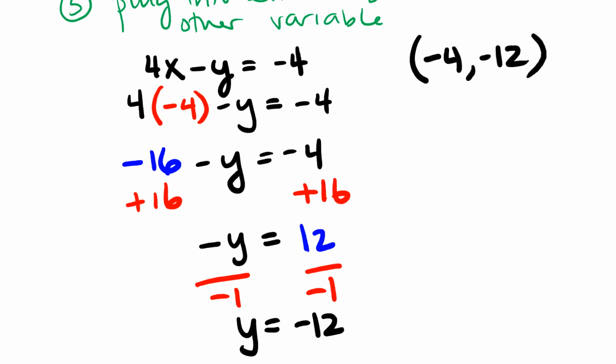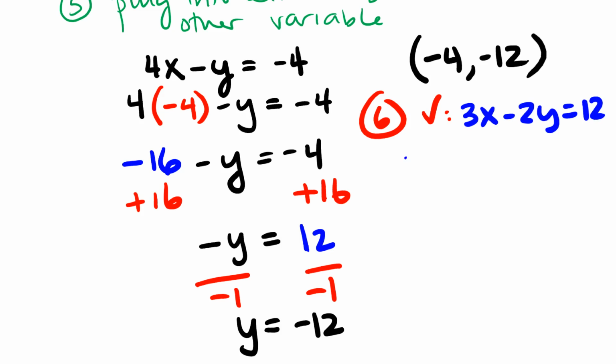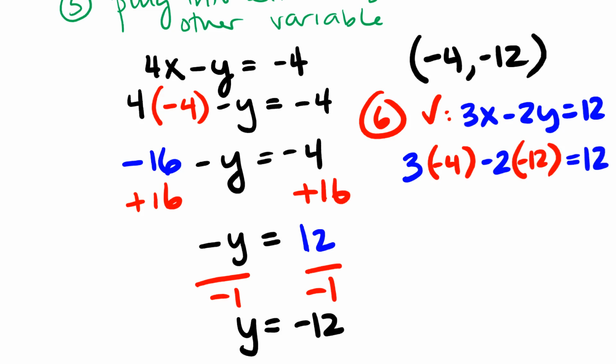And since we didn't do other work on this one, I'm going to do step 6, which is to check our work. I'm not going to check it in the equation we just used, because unless I made an error there, chances are it's going to work out fine. I'm going to check it in the other equation. So our other equation was 3x minus 2y is equal to 12. So we'll go ahead and plug in 3 times -4 minus 2 times -12 is equal to 12. Just go ahead and evaluate these. 3 times -4 is -12. A negative times a negative is a positive. And sure enough, that does equal 12. So our answer is correct. We can box it up and be done.